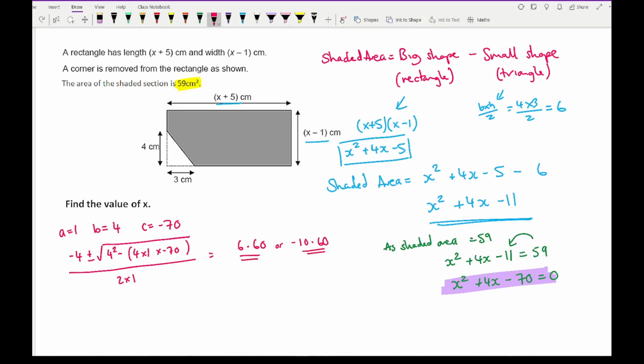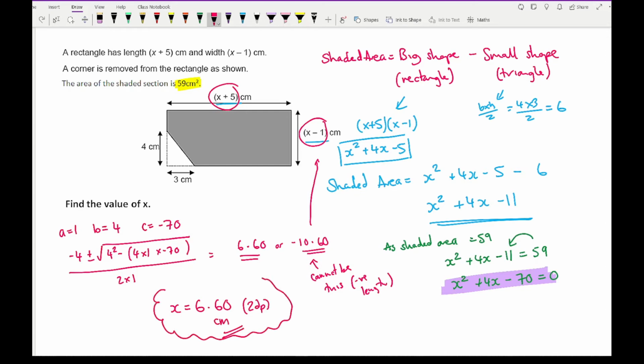So which one looks valid? Well, if I substitute this minus 10.6 into x plus 5, I'm going to end up with a negative length. I'll also get a negative length if I substitute this value into this. So it definitely can't be this one, because it cannot be a negative length. So then my actual answer is going to be x equals 6.60, and that's to 2 decimal places, and that's also in centimeters, and there is my final answer.